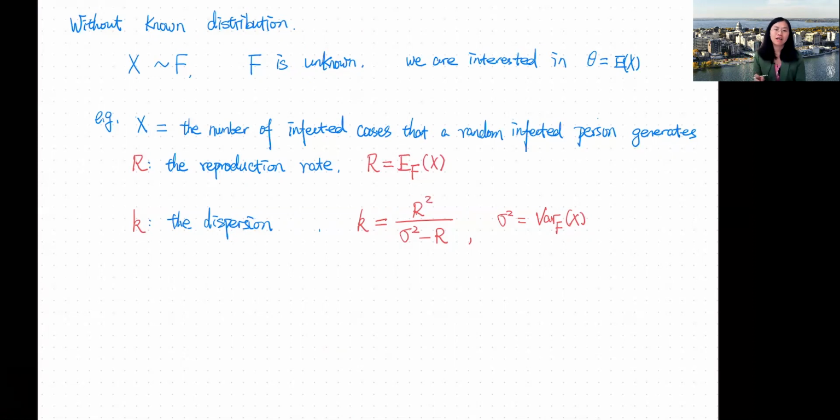It doesn't tell us whether every infected person will generate 3 more, or most people don't infect anybody, but there are a few super spreaders who will infect thousands of people. So both scenarios are consistent with R equals 3, but they are very different scenarios from an epidemiology point of view. And K is a parameter that tries to distinguish these two different kinds of scenarios.